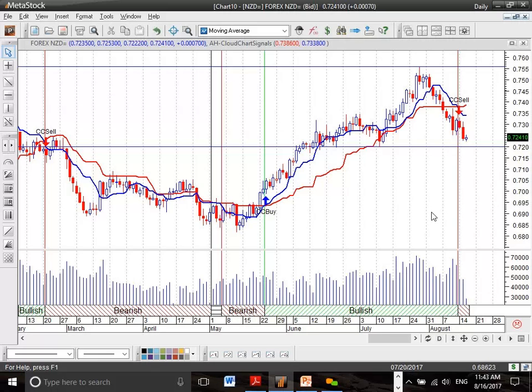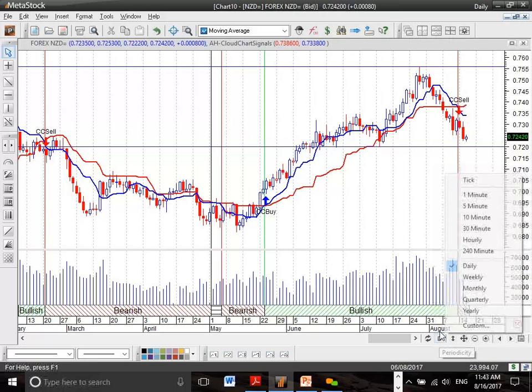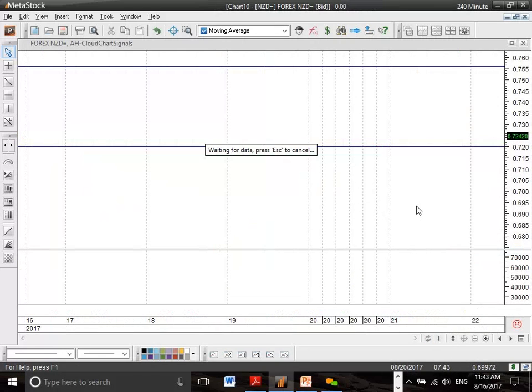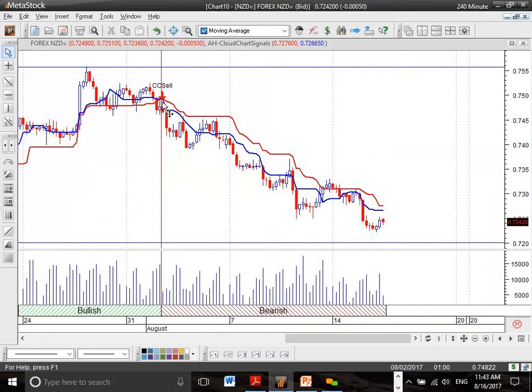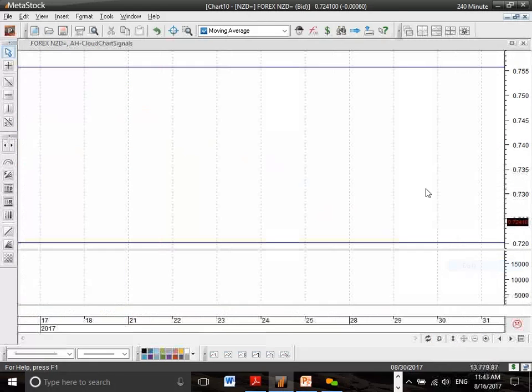But so far, watching very closely, it did top out. The signal was slightly late, but still the 4-hour chart also got you into this short position a couple of days ago. So that trade's working out nicely.